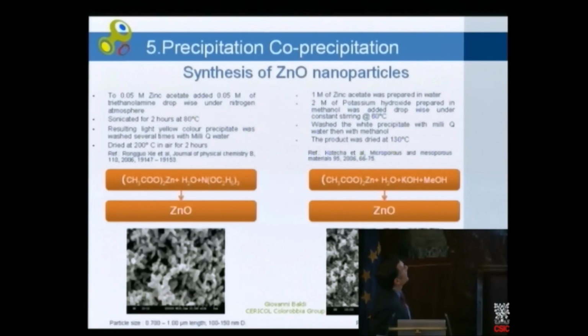Instead, if zinc acetate was added to potassium hydroxide prepared in methanol and washed, we obtain rounded nanoparticles after a drying stage at 130 degrees. The particle size is smaller than in the first case, about 80 to 120 nanometers.